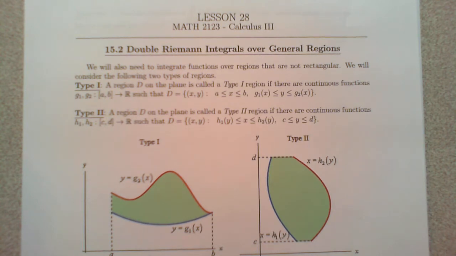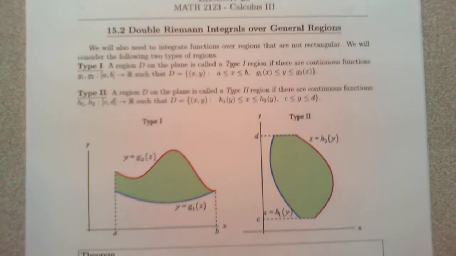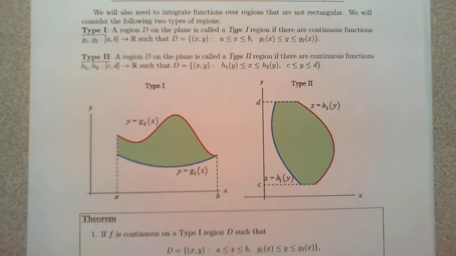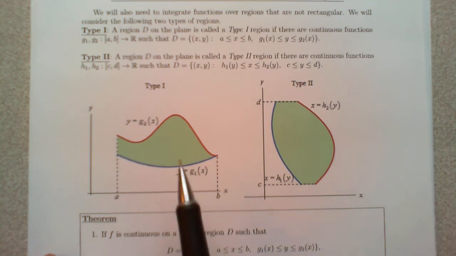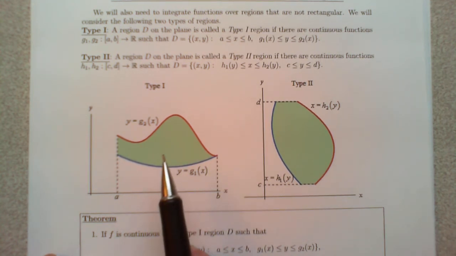There are two main kinds of regions that we're going to consider. The technical part is going to be setting up the limits of integration. Whereas before the limits of integration were just numbers on both integrals, the limits on the inner integral are going to be functions, and on the outer integral they are going to be numbers. What I'm talking about here are these two situations, type 1 and type 2 regions.